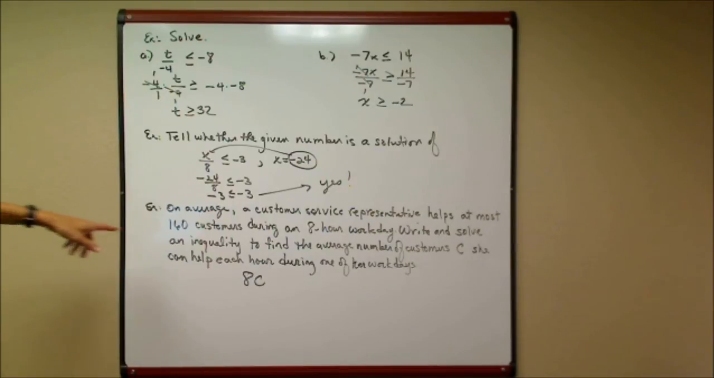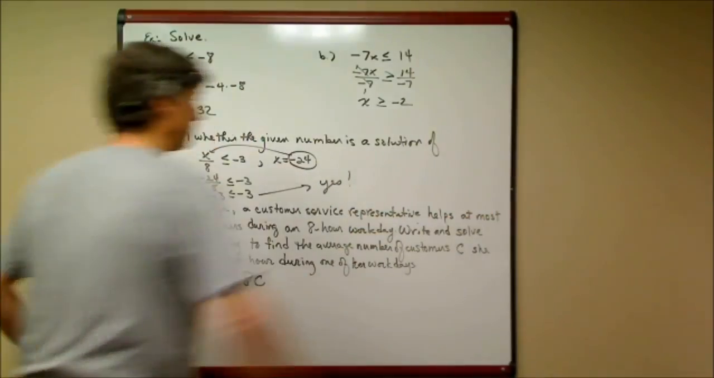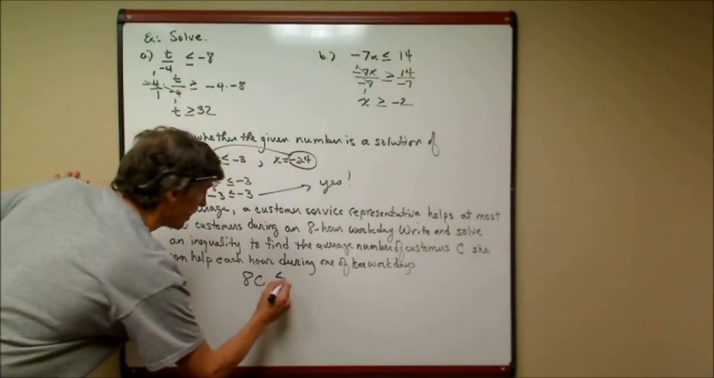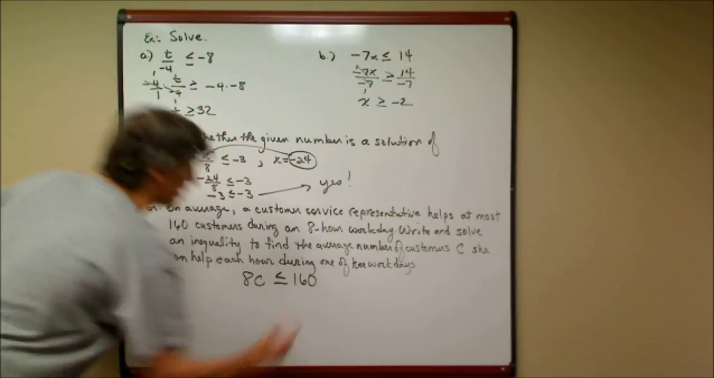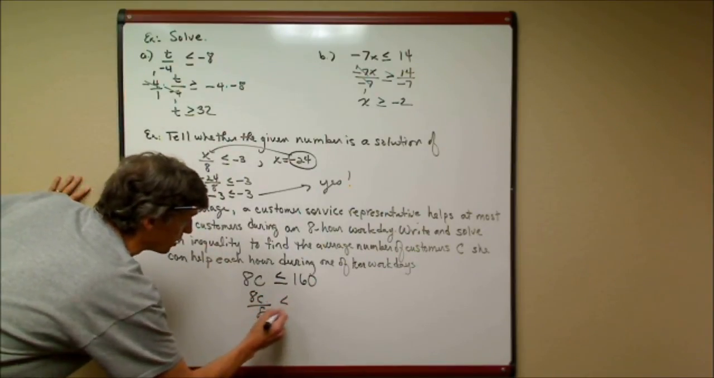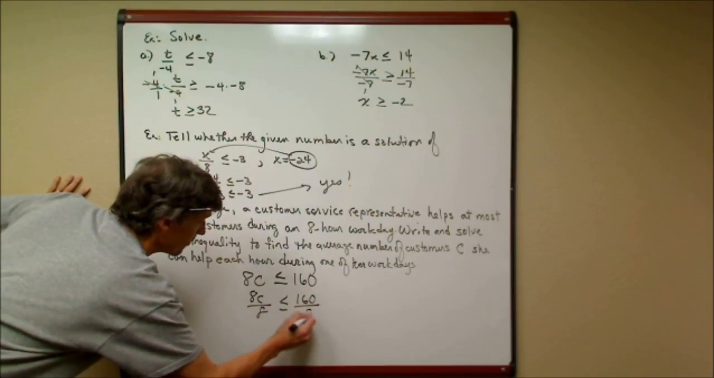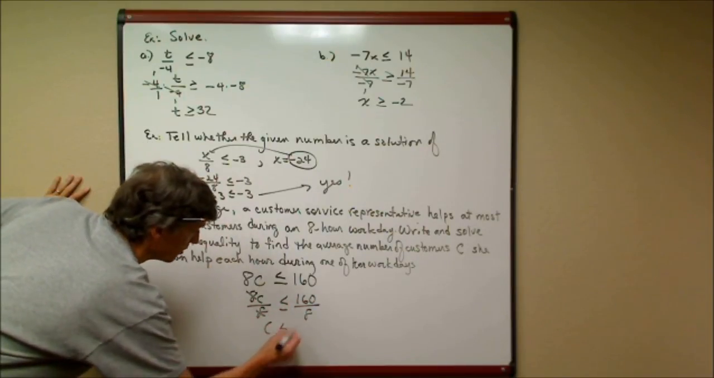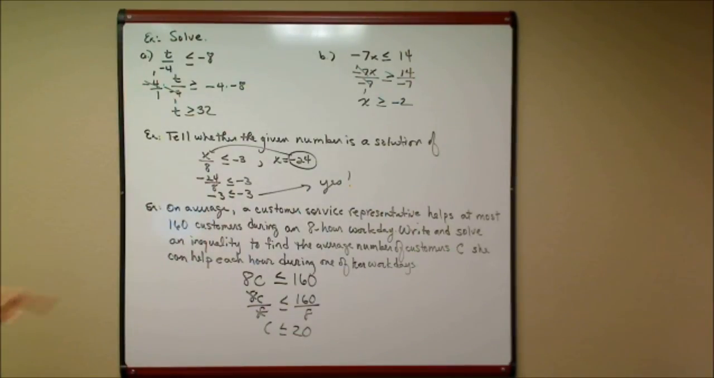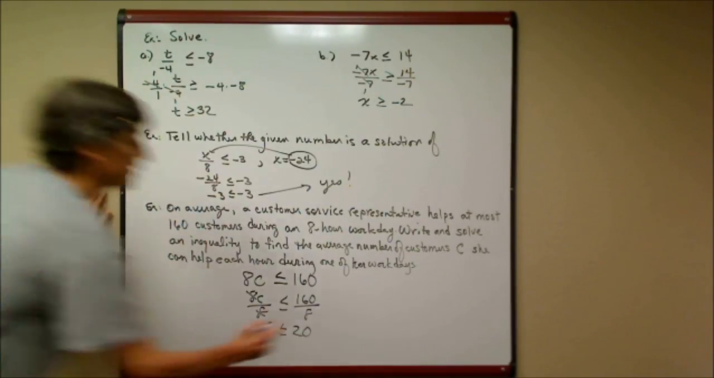Now it says here at most 160. Now even though the word is most, most people think of more than. At most means that's the top. It can be smaller, but it can't be greater than 160. So it is less than or equal to 160. Now I can divide both sides by 8, and the order stays the same. C is less than or equal to, looks like 20. So it says here that she can help at most 20 customers per hour.